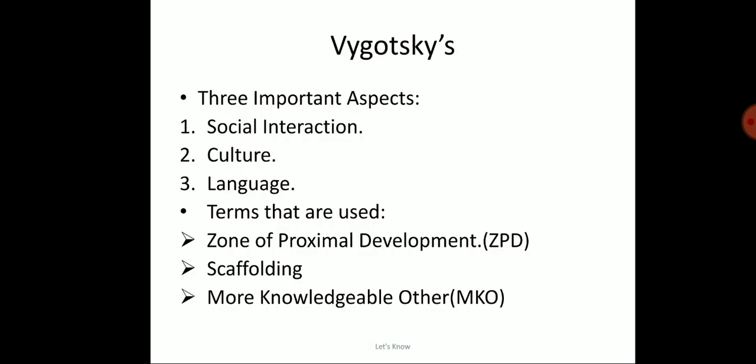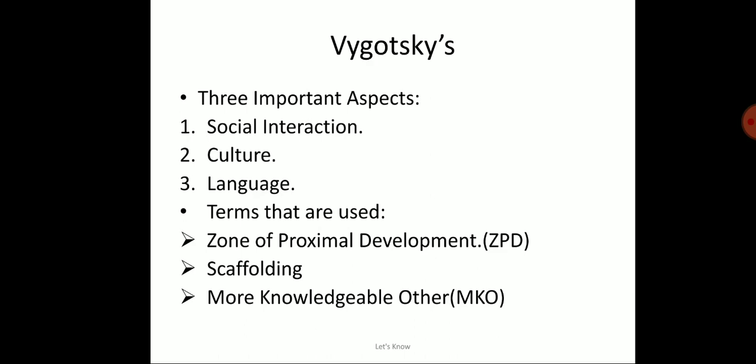Next we can proceed to the theory given by Vygotsky. His theory is known as Vygotsky's socio-cultural development theory. He has actually focused on three important aspects. First one, social interaction, second, culture, and third, language.